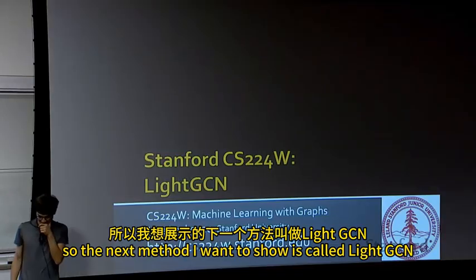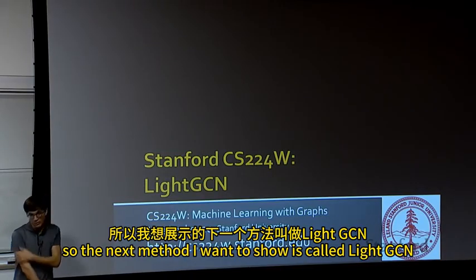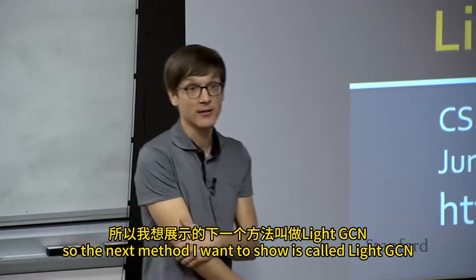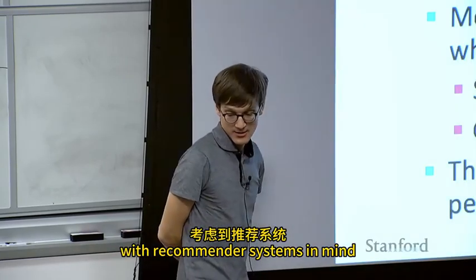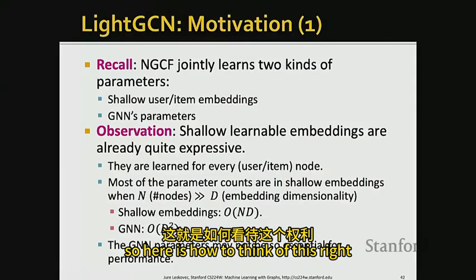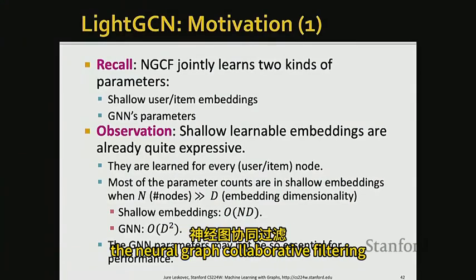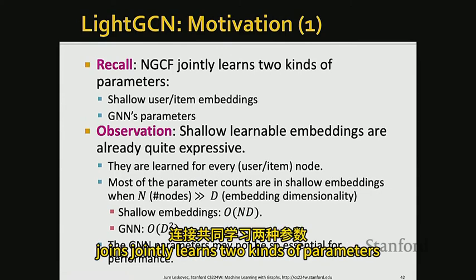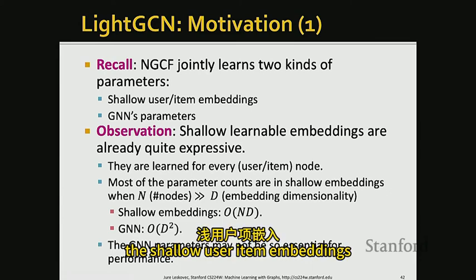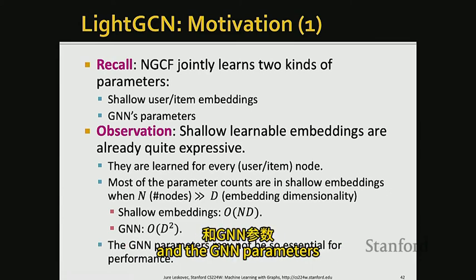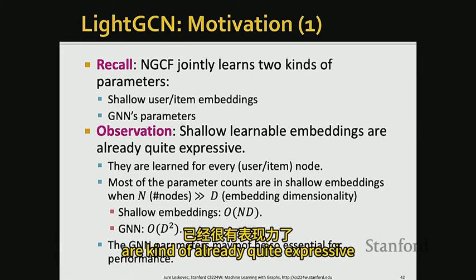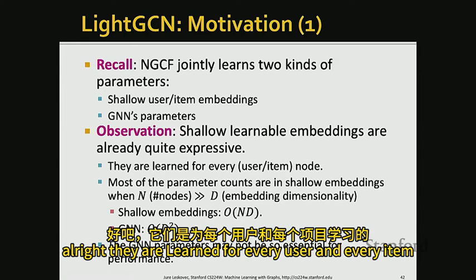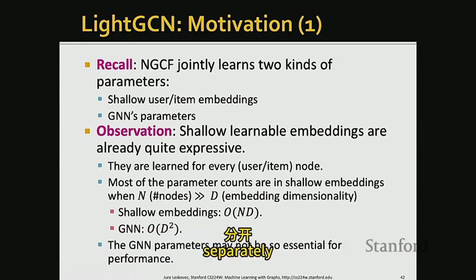Okay. So the next method I want to show is called LightGCN, and was also developed with recommender systems in mind. So here is how to think of this, right? The neural graph collaborative filtering jointly learns two kinds of parameters: the shallow user-item embeddings and the GNN parameters. The observation is that these shallow learnable embeddings are already quite expressive. All right, they are learned for every user and every item separately.